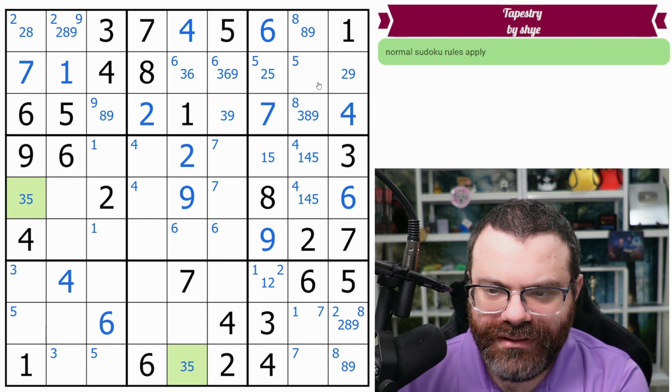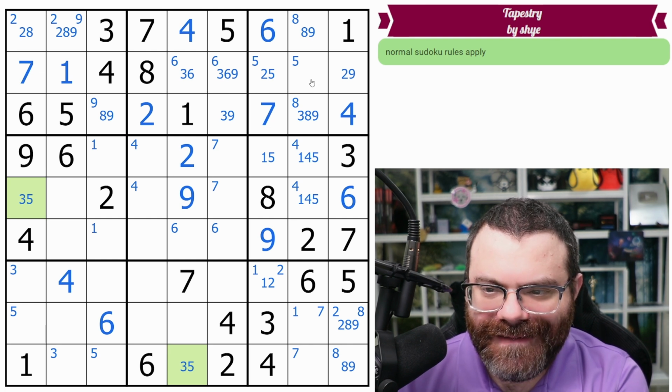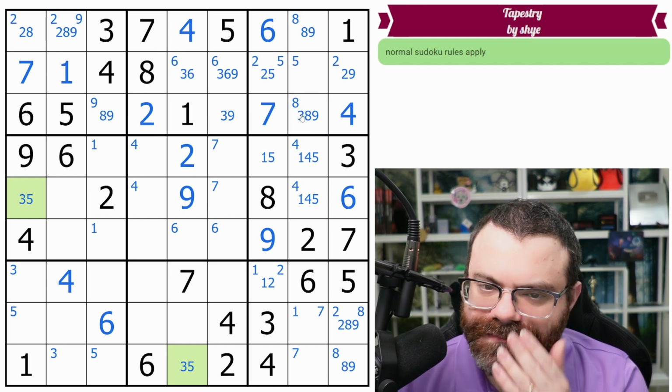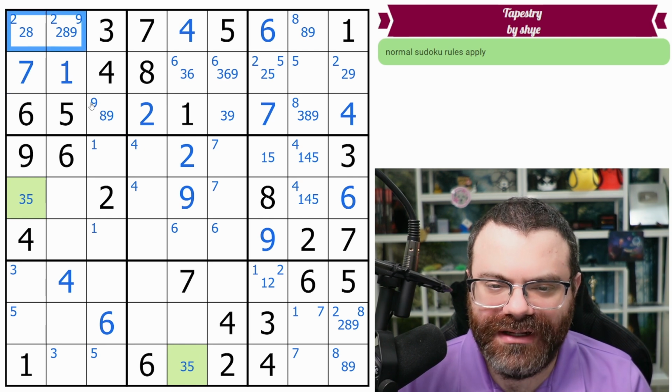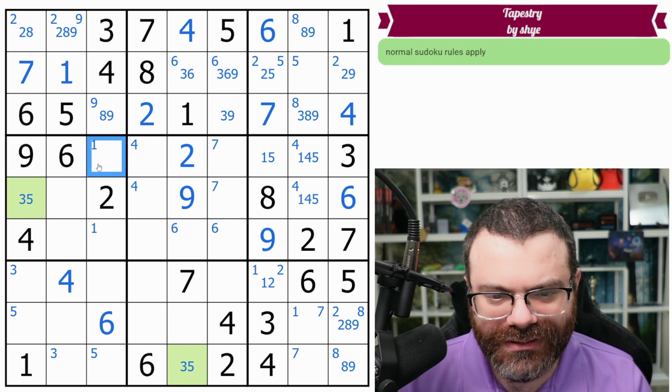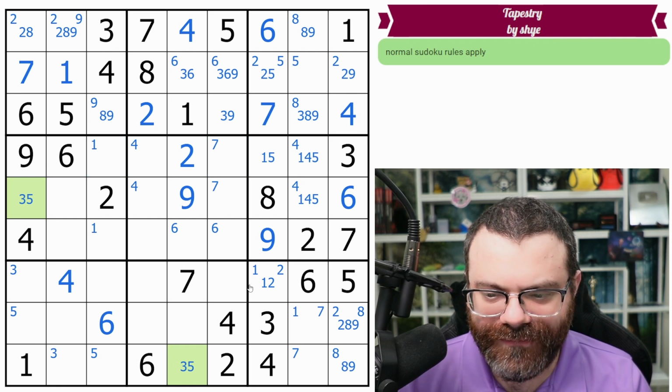I want that to do something. 2 looks up here, so 2's in one of these two. Doesn't really help at this point, though. It would have given me this 7 if I hadn't found it here. How about this row? Is there not another row or column or box with 4 or fewer?